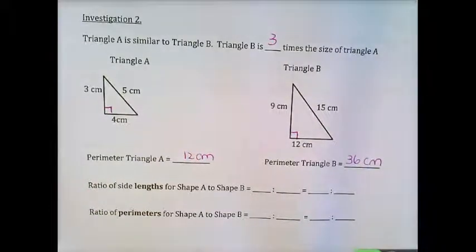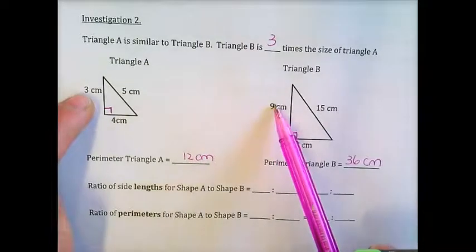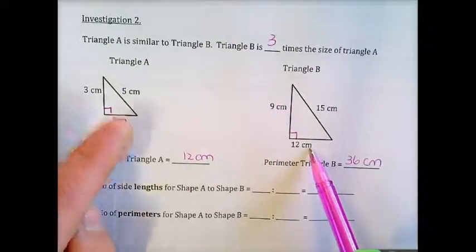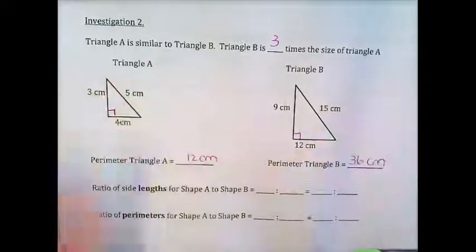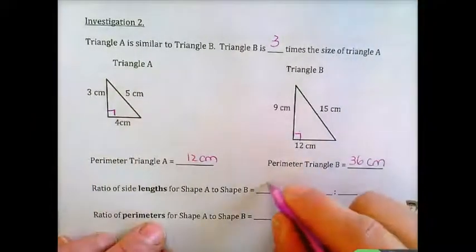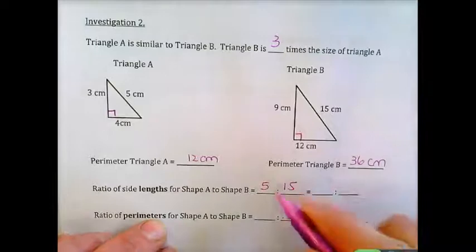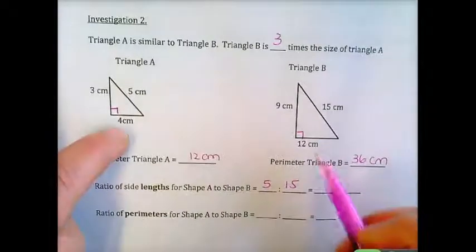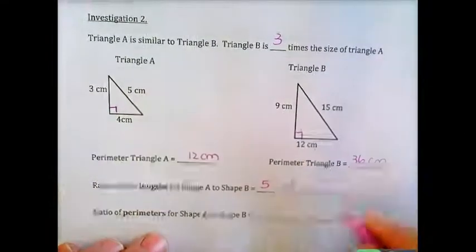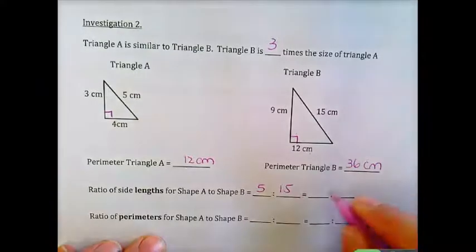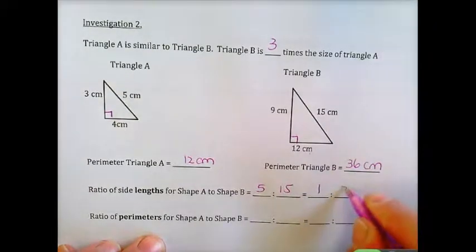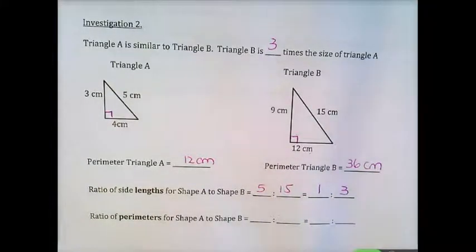Ladies, the ratio of the side lengths for shape A to B, you can do 3 is to 9, or 4 is to 12, or 5 is to 15. So I can do any of those three combinations. I might do 5 is to 15, but you could have done 3 to 9, or 4 with 12. So simplifying that ratio, dividing both of those by 5, I get 1 is to 3. We already know that it's 1 to 3, the ratio of the side lengths, because the larger triangle is 3 times bigger than the smaller one.